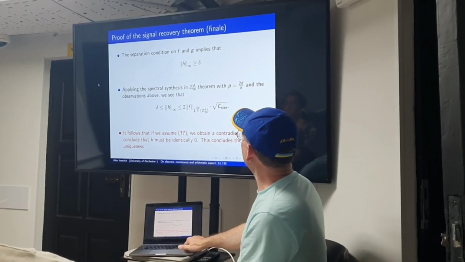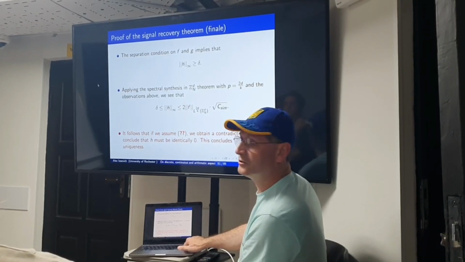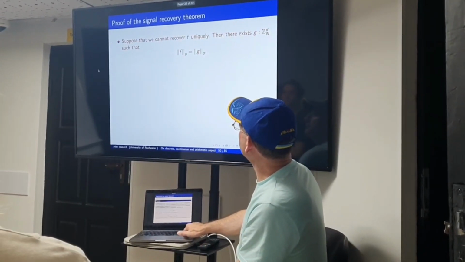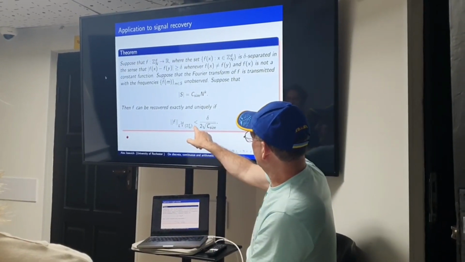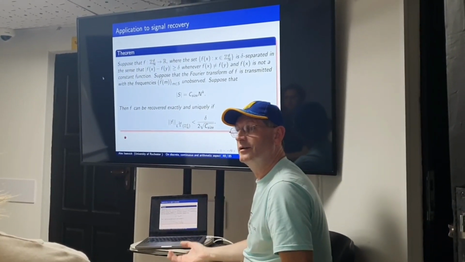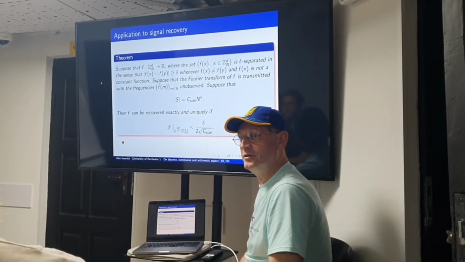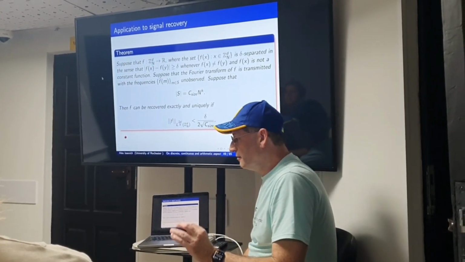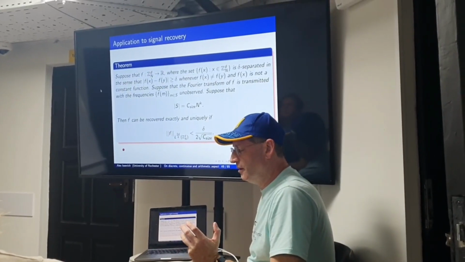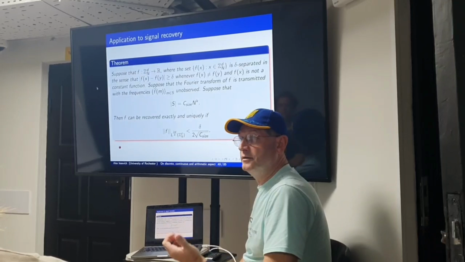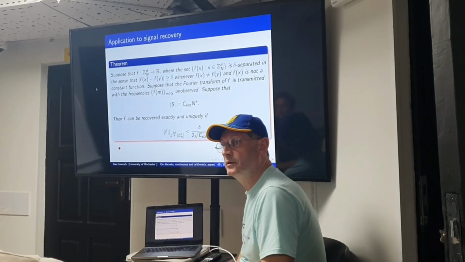So it follows that if we assume the opposite condition, right? Remember the opposite condition, that this is true. Then we have a contradiction, and H has to be identical to zero. Okay? So, again, let me stress the point. Do you see why it's useful to have the condition in terms of the LP norm?